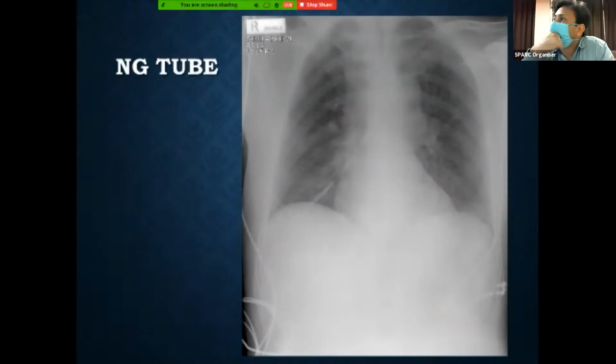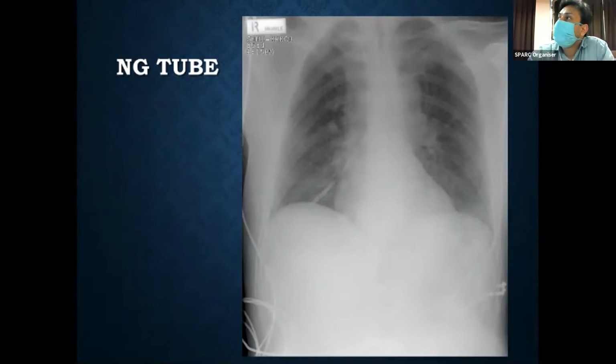Nasogastric tube, it's very important to verify the position of the nasogastric tube, because many times we give feed through this tube, and if the tube is in incorrect position, then the patient might aspirate. So the nasogastric tube should be properly in the stomach. It should not be in the airway, or it should not be in the upper esophagus.